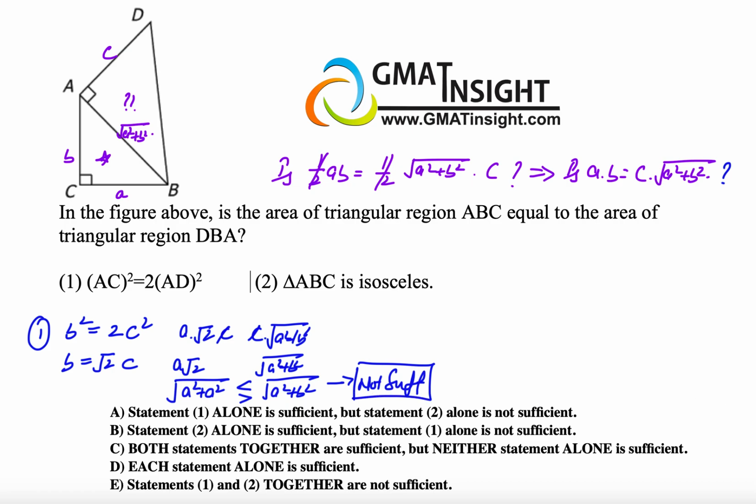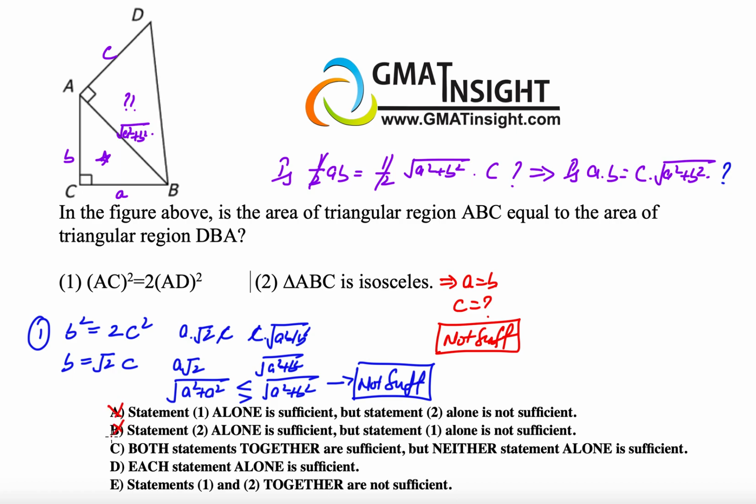Now, the second statement. The second statement says that triangle ABC is an isosceles triangle. So ABC is an isosceles triangle. That simply means that the value of A is equal to the value of B. But we have no information about C, and that once again takes us to the conclusion that the second statement alone as well is not sufficient.